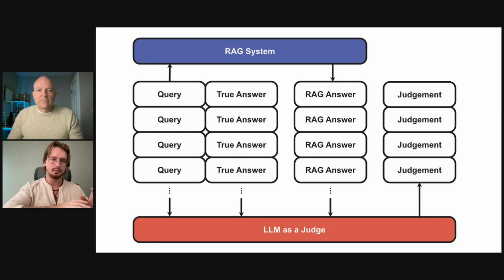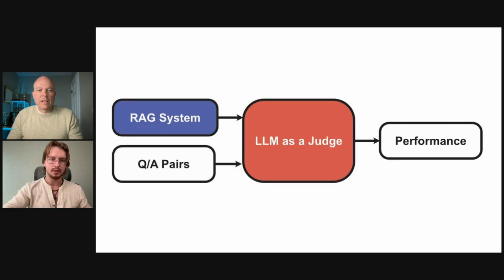Then you have an LLM judge all of these questions, answers, and RAG answers to create a general judgment. So that's basically what we just discussed, but now you're doing it tabularly, across all of these rows. Yeah. So the distillation of all this is the LLM can give you an idea of the performance of a RAG system.